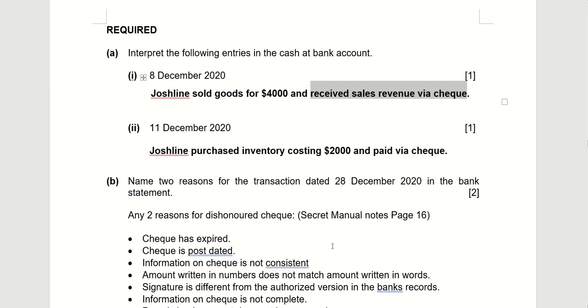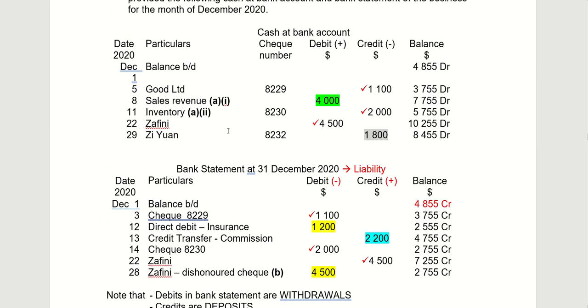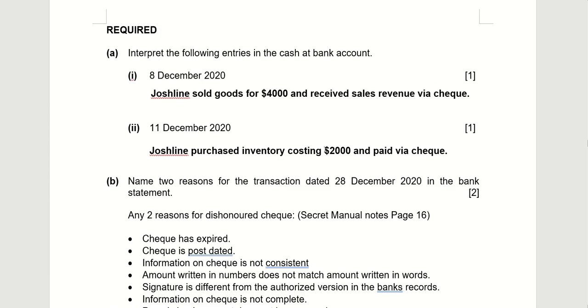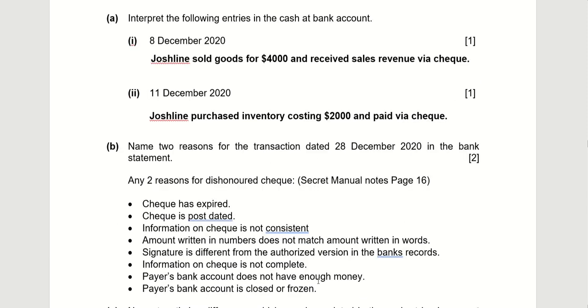What about the 11th of December? We can see that the cash at bank account has reduced by 2,000. The other account affected is inventory. So why did cash at bank reduce? Because you must have purchased some inventory. So you can say something like that: she purchased inventory and it cost $2,000 and she paid by check. B and C are quite straightforward.